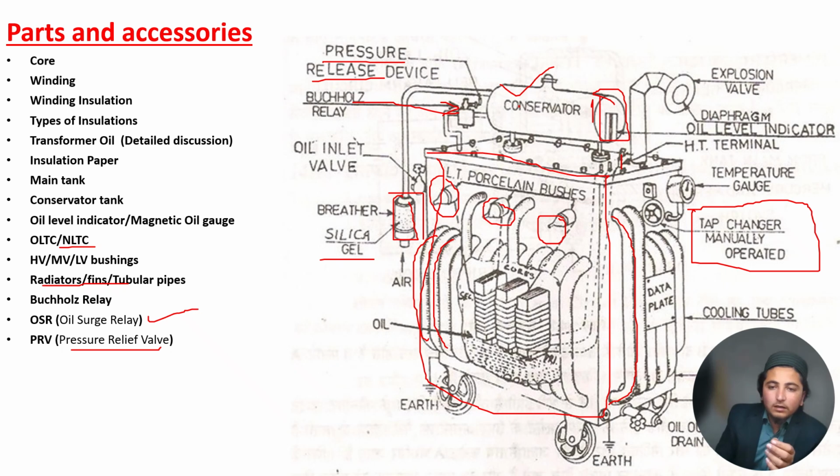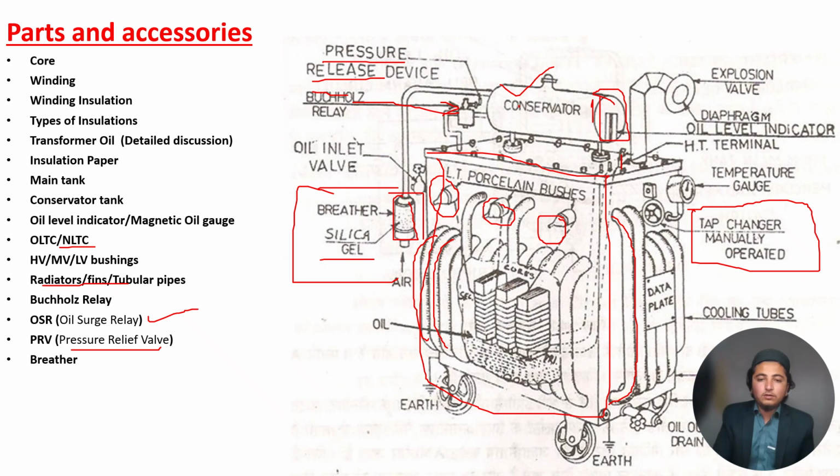The next one is PRV, pressure relief valve. Here is the pressure relief valve. This is a pressure release device, from which the pressure inside the transformer is released through the pressure relief valve. And the next one is the breather. This is the breather of the transformer.